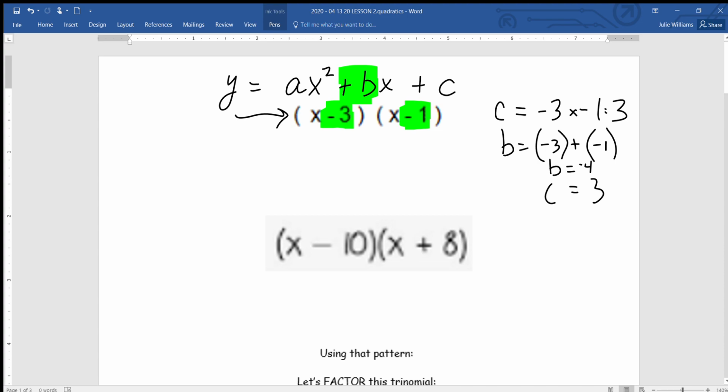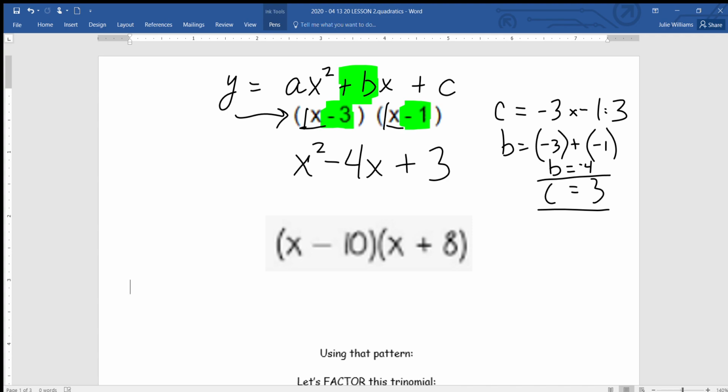So I don't need to do the box method because I know my a term is going to be 1 because it's just 1x times 1x. So it's simply x squared minus 4x plus 3. Okay, and you can use the box method if you want to, but I would encourage you to try doing it this way. It's certainly going to help you when you're factoring to know what these relationships are and these patterns are.